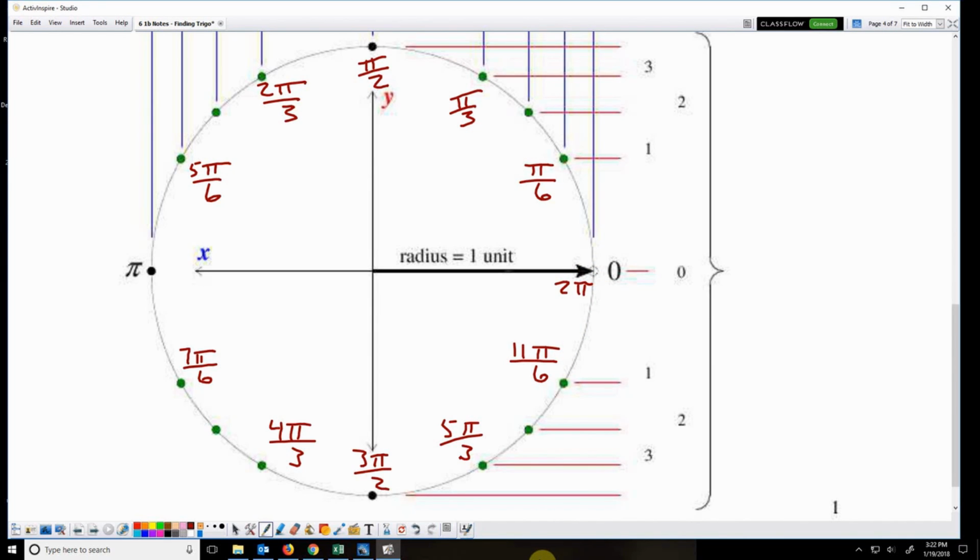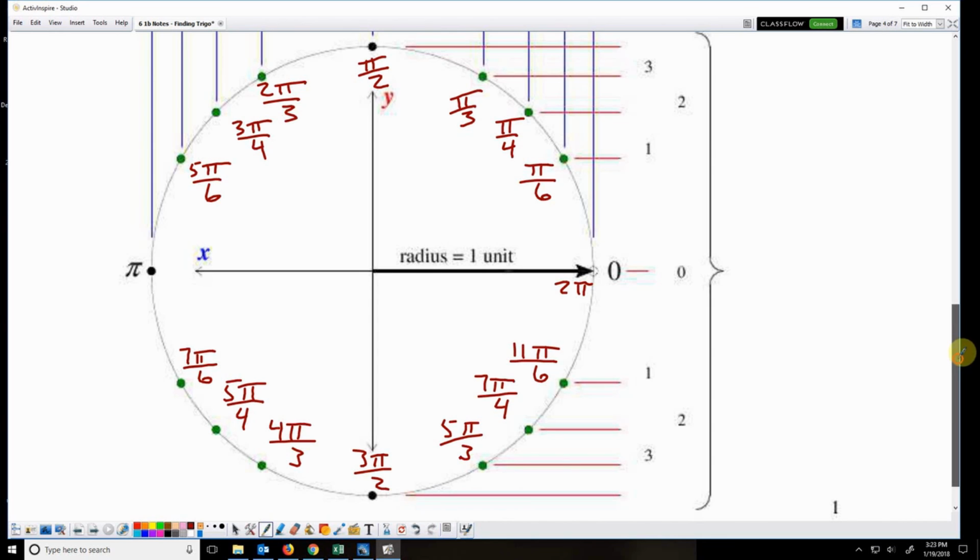Then we can count by fourths. 1 pi over 4. 2 pi over 4. 3 pi over 4, 4 pi over 4, 5 pi over 4, 6 pi over 4, 7 pi over 4, and 8 pi over 4. Okay, so that's how you count around the unit circle to put in the radian values.